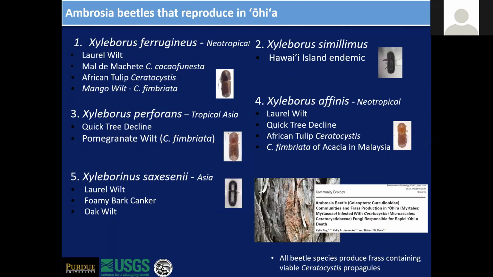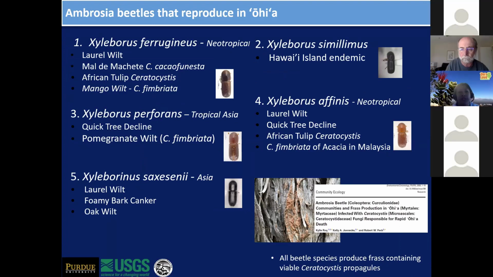And we have found 5 ambrosia beetle species on Hawaiʻi Island that are commonly associated with ROD. I just wanted to mention that most of them are invasive or introduced species, and they've been associated with other diseases as well. There's more you can read about in this paper if you're interested.